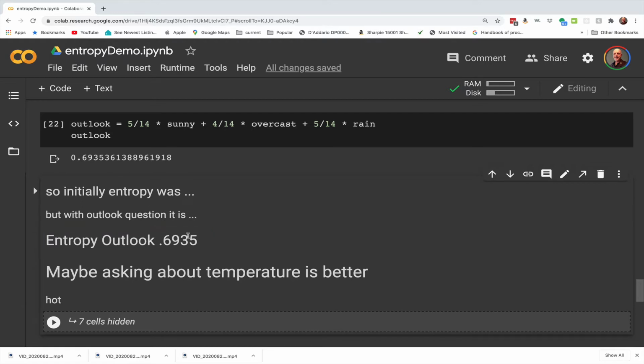So we're able to encode the problem after we ask outlook with fewer bits. So it's much better to ask what outlook is than ask no question at all. That's probably not surprising. But maybe temperature is a better question to ask initially. So let's try that approach.